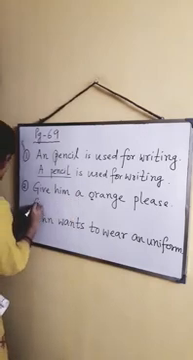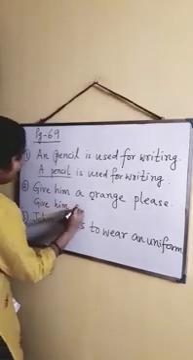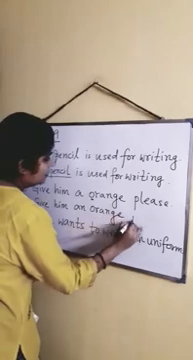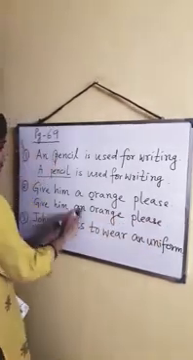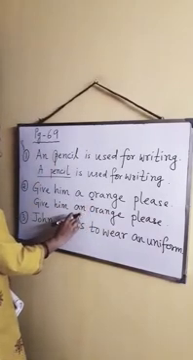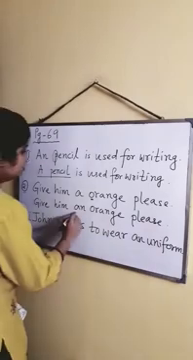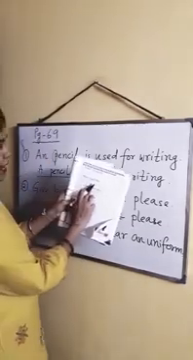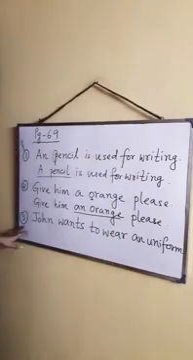So the sentence will be give him an orange please. It will not be a, it will be an orange because here it is a vowel. So it will be an orange. You can write the full sentence or you can just write this much, an orange, in the line given here.